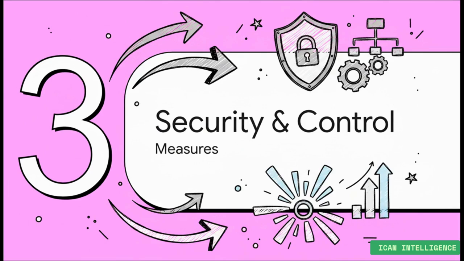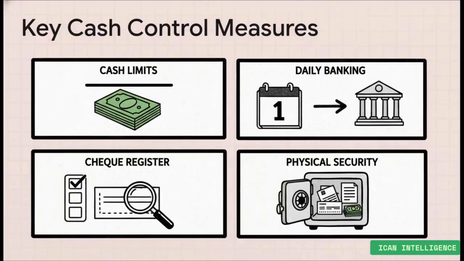This section ties directly back to our core principles of control and security. To protect public funds, there are several controls that are just not negotiable. First up, establishment of cash limits. You set a maximum amount of cash that can be held in the office at any one time. This minimizes risk. Second, daily banking of all takings. This ensures that money isn't just left sitting in the office overnight, which greatly reduces the opportunity for theft.